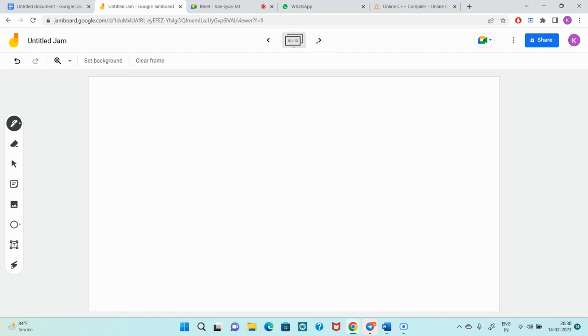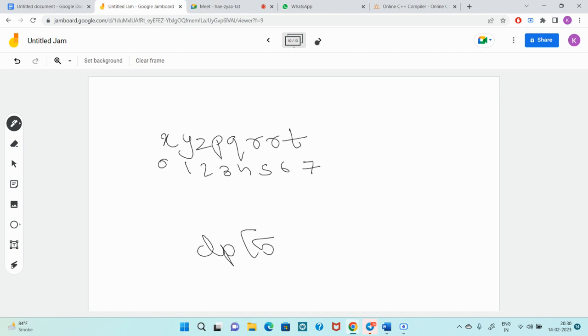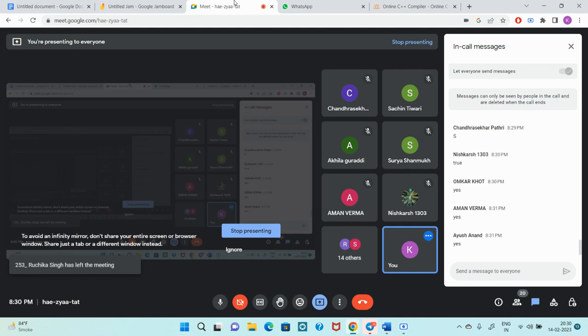So guys, let me give an example. Say I have this string x y z p q r t. The indices are 0 1 2 3 4 5 6 7. Guys, what will be the answer of dp 5 of 6? dp 5 of 6 means we are asking whether this string from 5 to 6 is a palindrome. Say yes or no everyone in the chat. Yes or no, guys? True or false?